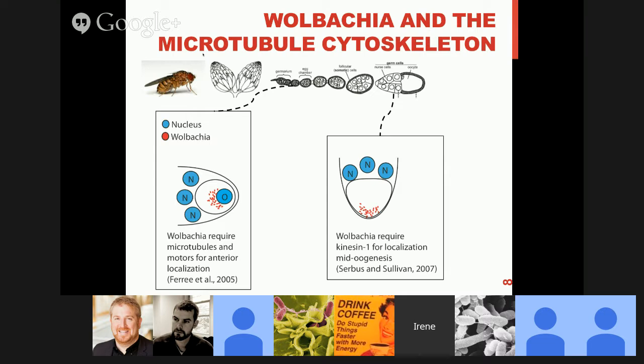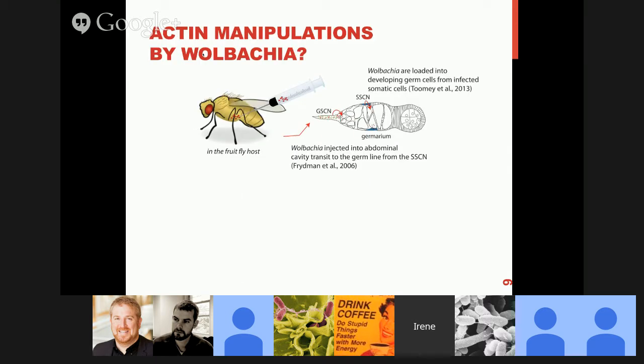So it had been known that Wolbachia used the microtubule cytoskeleton to achieve these localizations, and that these localizations were likely important for transmission, although that hadn't yet been shown. But was there any evidence that Wolbachia used actin?